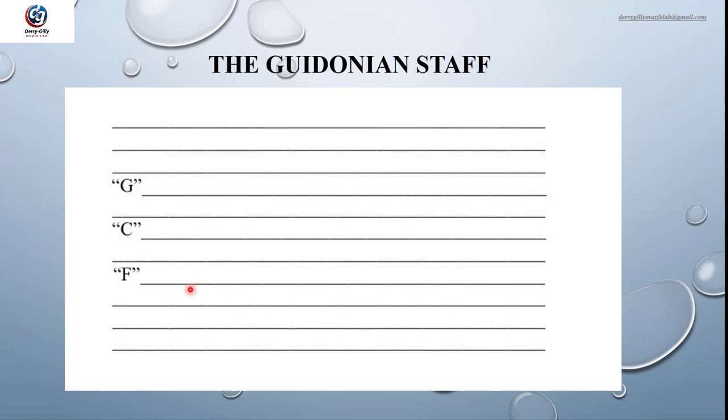So the staff has been derived from the Guidonian chants, but let's look at what the Guidonian staff was like, and then we can really understand what brought about the lines and spaces. Now this is how the Guidonian chants looked.